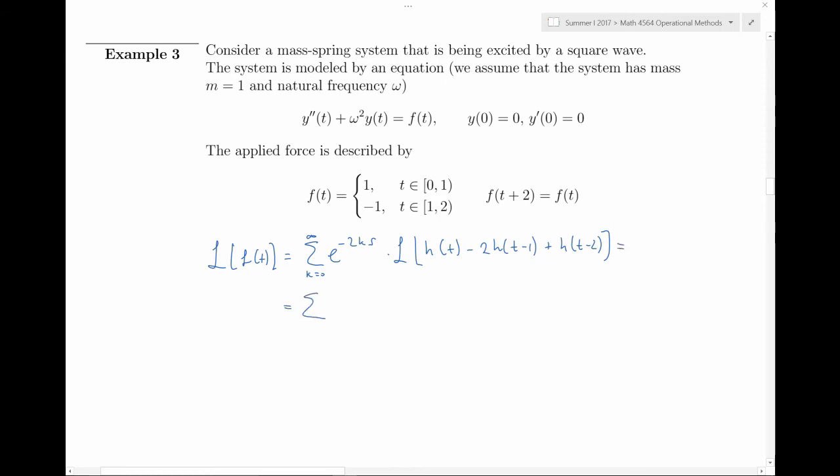It's going to be the sum, k going from 0 to infinity, of e to the minus 2ks multiplied by 1 over s minus 2 e to the minus s over s plus e to the minus 2s over s. So we can simplify it as the sum, k going from 0 to infinity, of e to the minus 2ks multiplied by 1 minus 2 e to the minus s plus e to the minus 2s, over s.